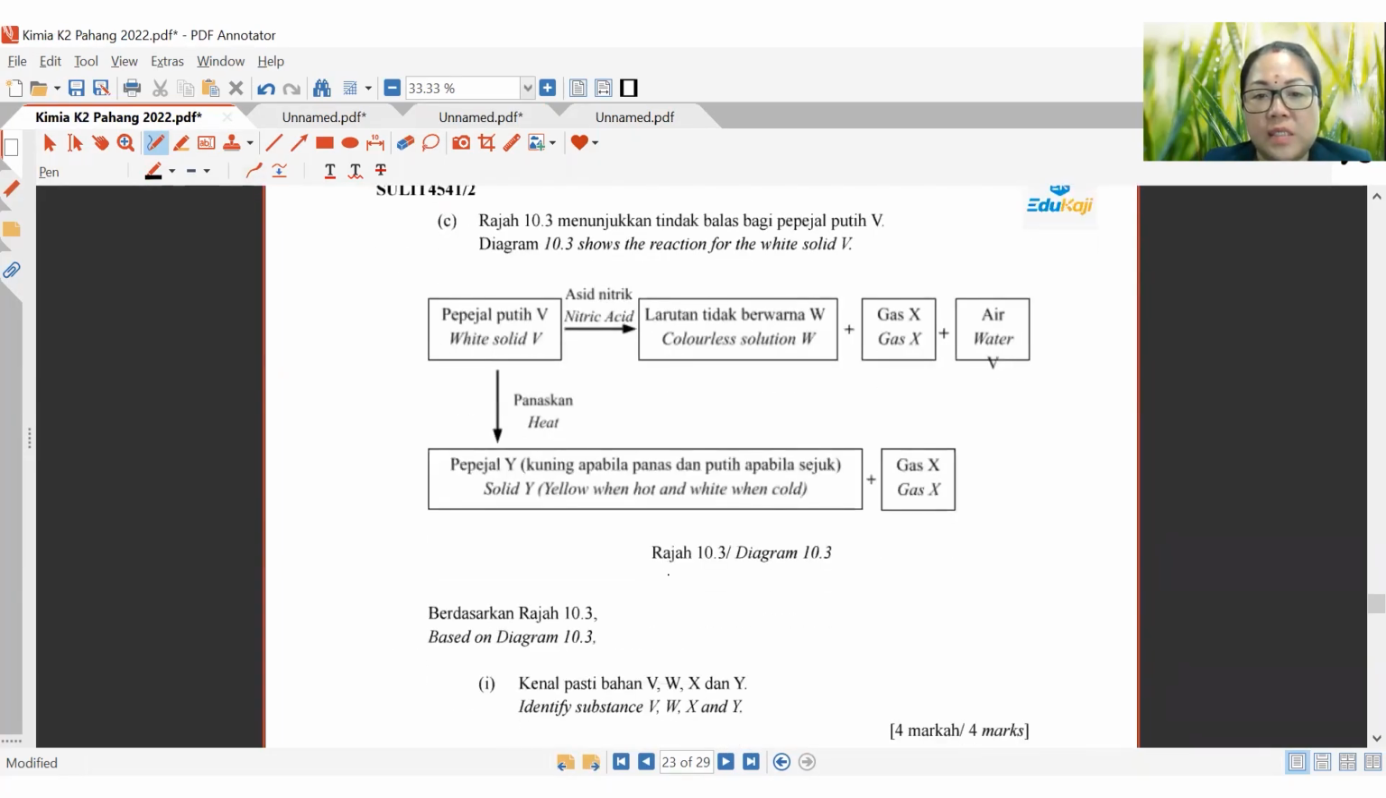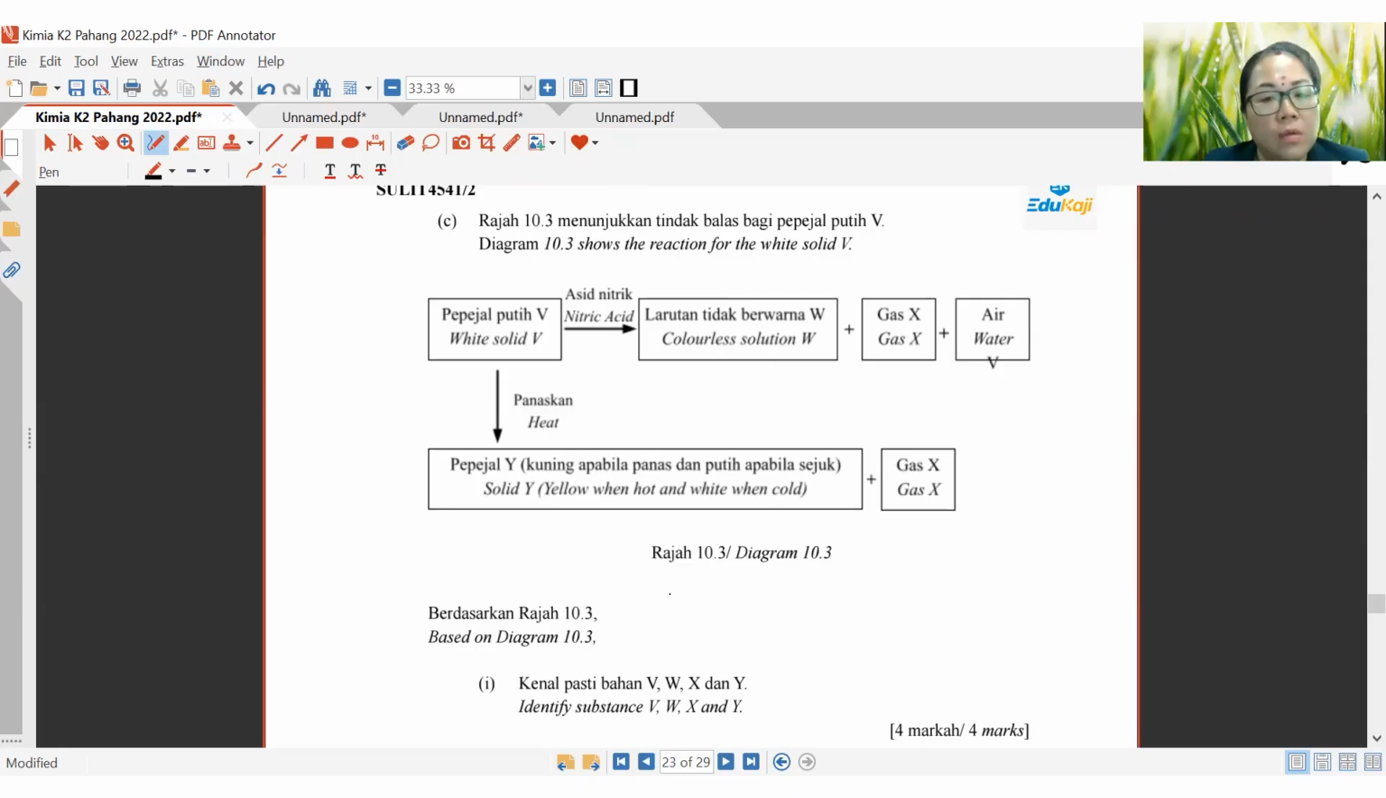Okay, let's look at C now. Diagram 10.3 shows the reaction for the white solid V. Okay, white solid V reacts with nitric acid to form colorless solution W plus gas X plus water. Whereas for white solid V again, if it is heated, it will form yellow when hot, white when cold.